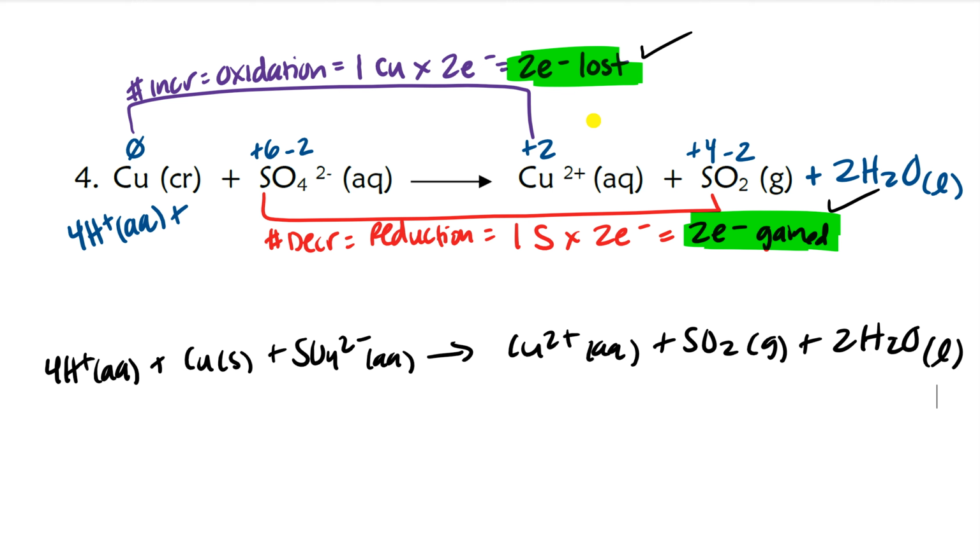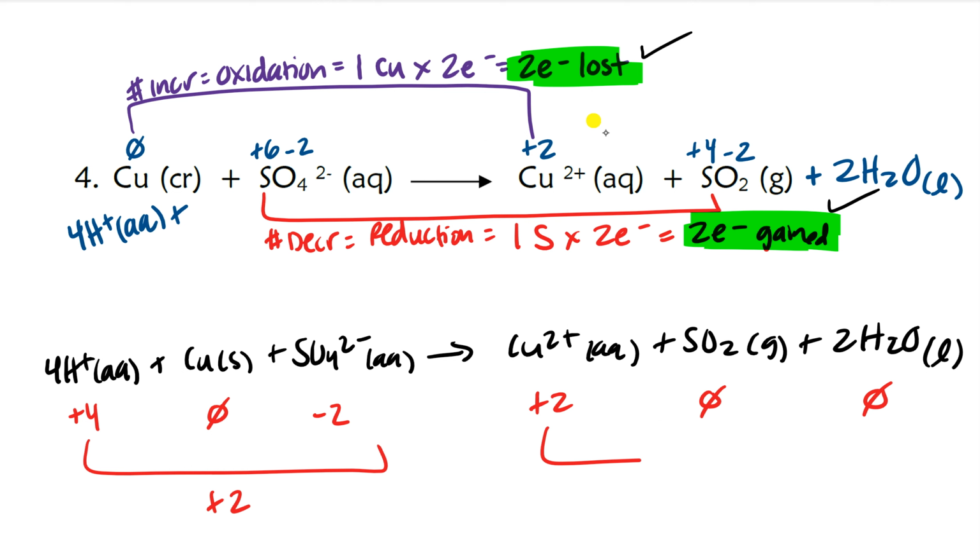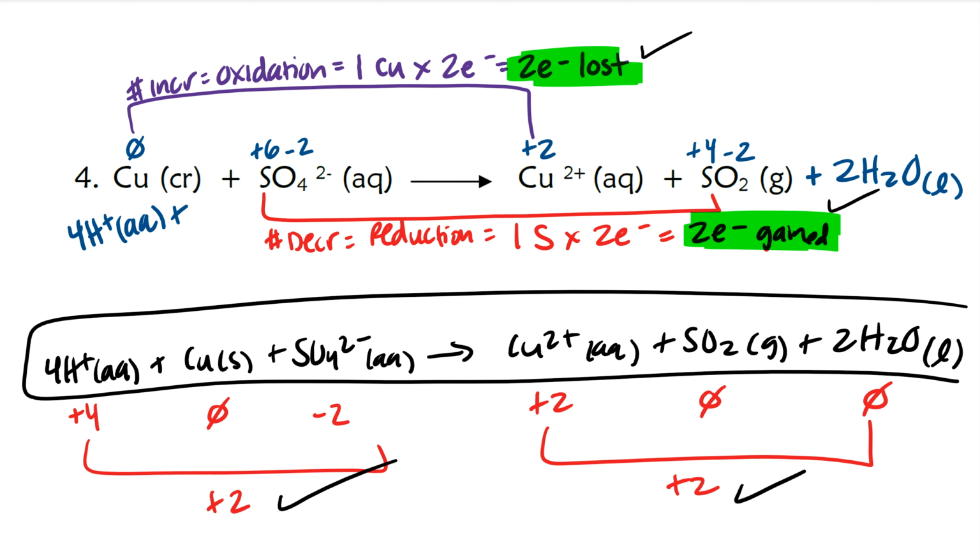Check your charges too. On the reactant side, I have +4 from the hydrogens, 0 from the copper, -2 from the sulfate. That gives me a total of +2. On the product side, I have +2 from the copper, 0 from the sulfur dioxide, and 0 from the water. That gives me a total of +2. Charges, check, check. Yes, this is my final answer.